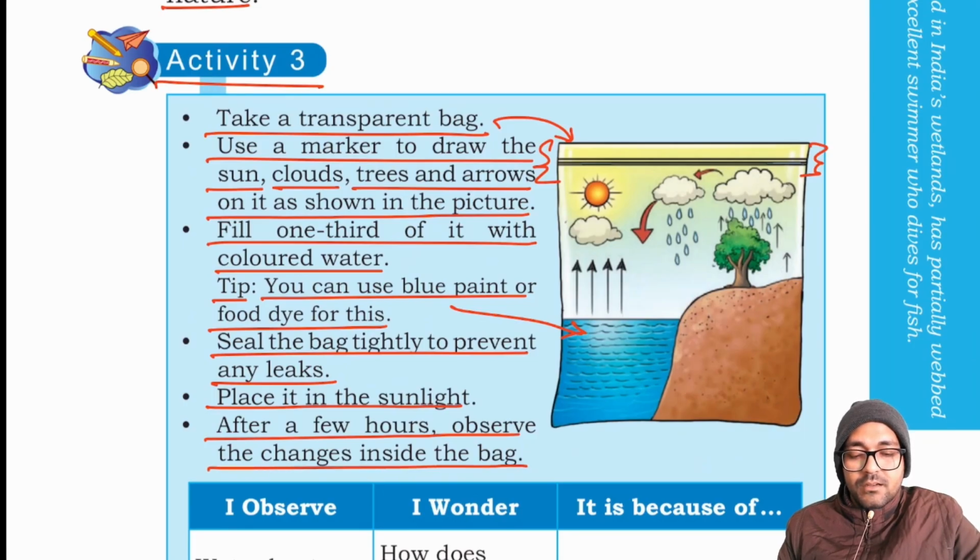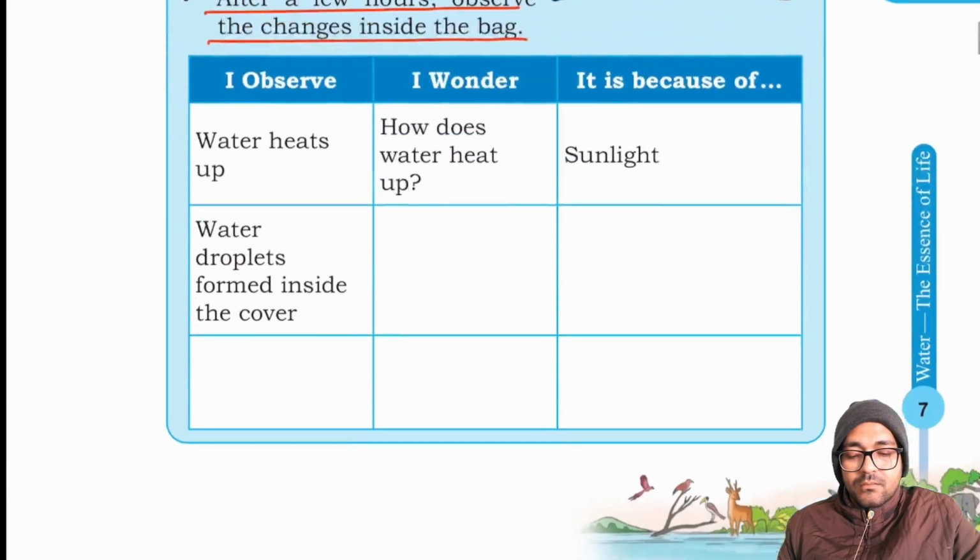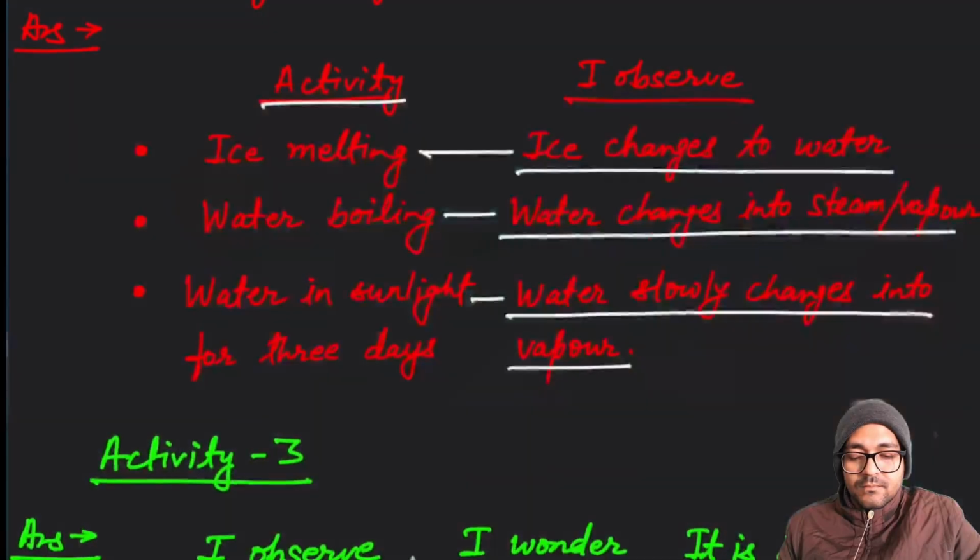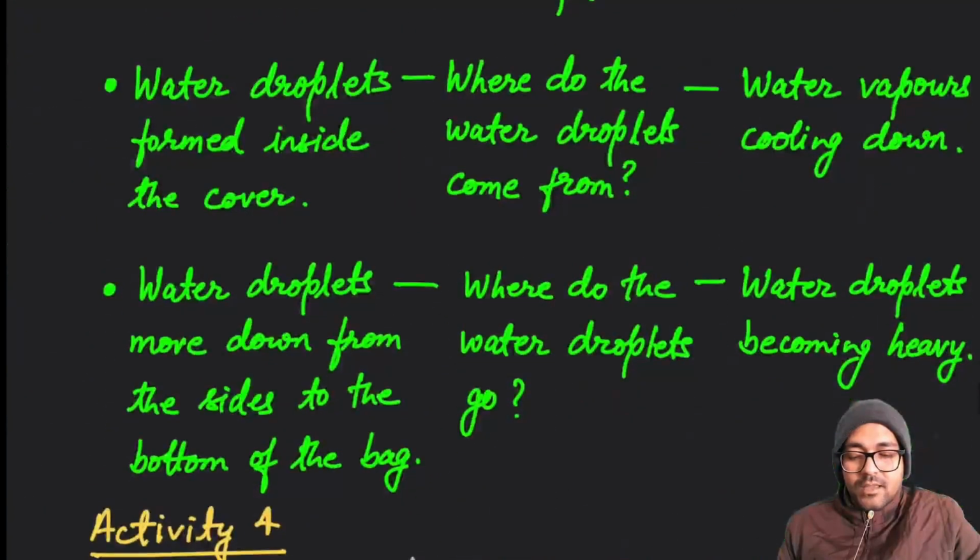You will observe that water evaporates and comes down. I observe, I wonder, it is because of. I observe, water heats up. I wonder, how does water heat up? It is because of sunlight. Similarly, you have to write your observations and questions and answers related to it. You can write like this.